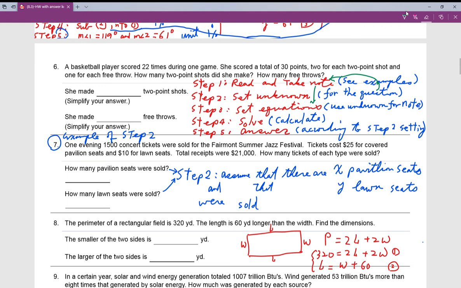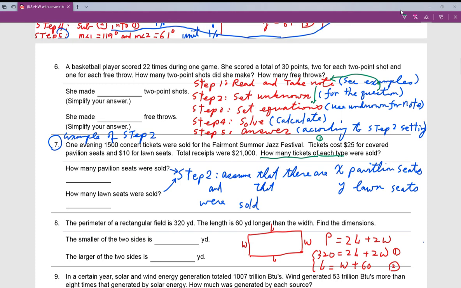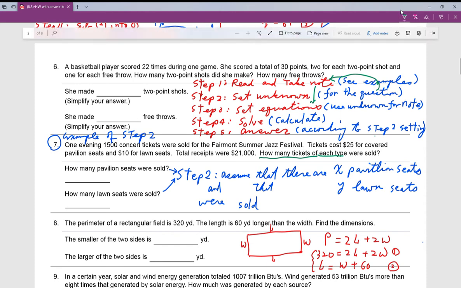Now, example 7, I want to show you. Some students don't want to write down step 2 to set unknown. Why? Because they don't know how to do it. If you read question 7, pay attention to the very last sentence: how many tickets? They ask you how many tickets for each type. How many types? 2 different types. You have tickets for type 1 and type 2. So that's how you set unknown.